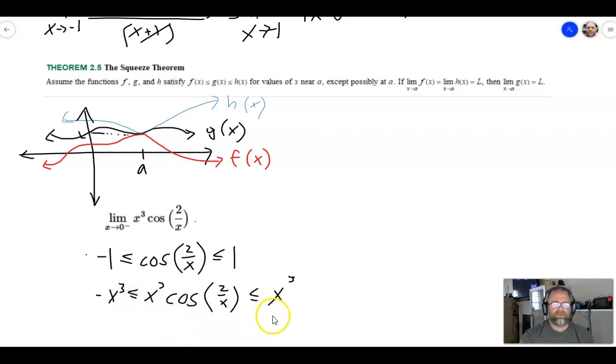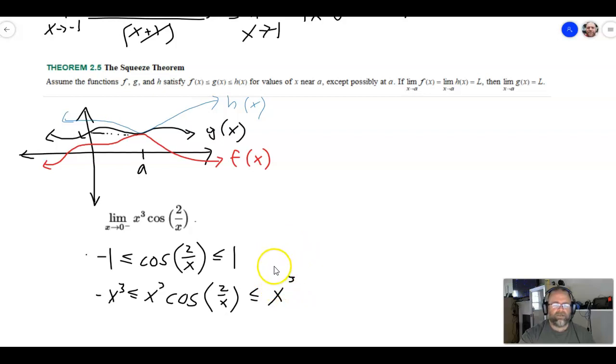So we have this function here because we know that the cosine of any angle has to be between positive 1 and negative 1, and then we just multiplied everything through by x cubed. So we have this criteria met up here, where our first function is negative x cubed, our second function g of x, the middle function, is x cubed cosine 2 over x, and then the last function is h of x, which is going to be x cubed.